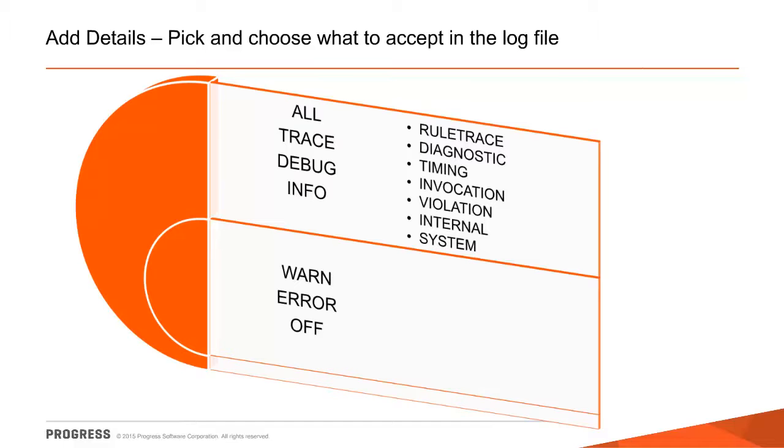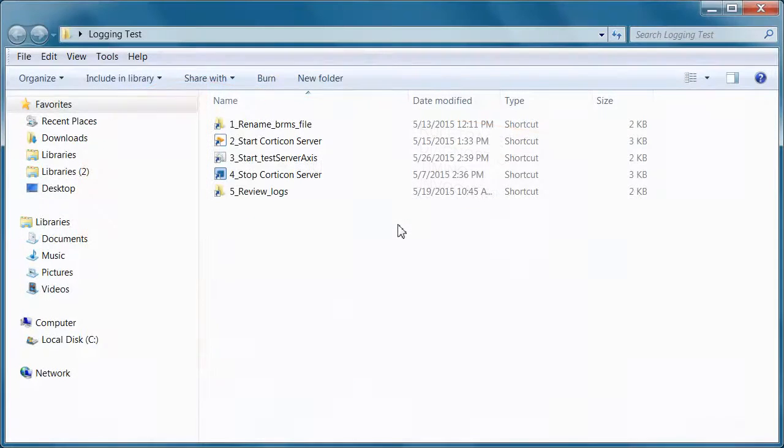Rule trace records complete content of each request and response. Diagnostic records server and decision service performance diagnostics at a defined interval. The default is 30 seconds. Timing records timing events. Invocation records invocation events. Violation records exceptions. Internal records internal debug events. And system records low-level errors and fatal events. Using these shortcuts will generate log activity.